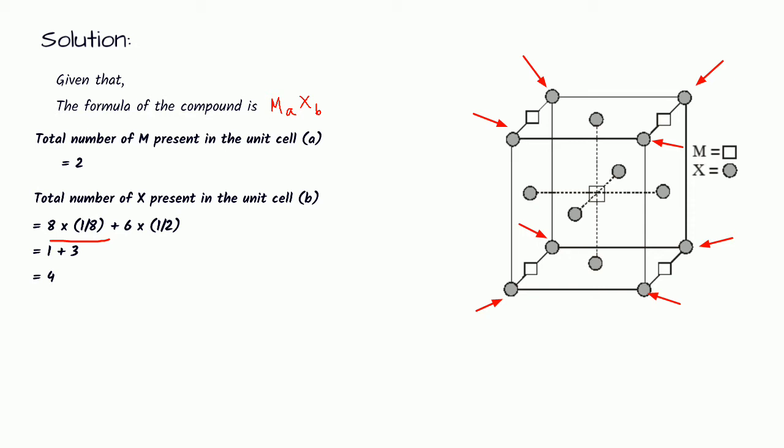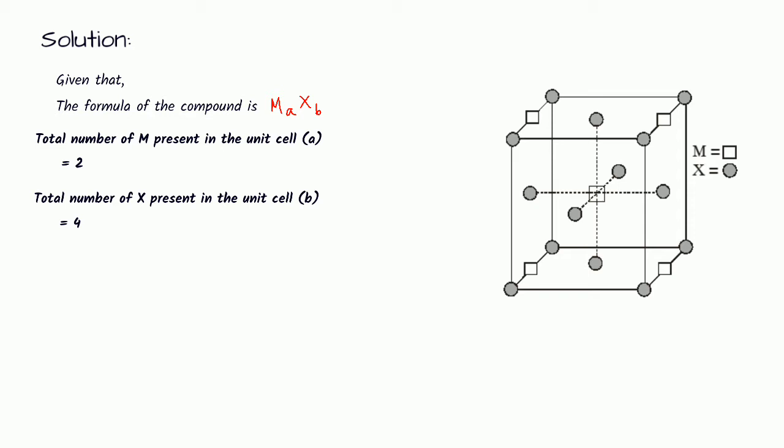Okay, and for the face center particles, total 6 face centered particles are present, and we already know that only half contribution will come from the face center particles. So here 6 into 1 by 2, that means 3. So total how many? 1 plus 3, total 4 X will be present inside that unit cell. That means the number of b will be what? 4.